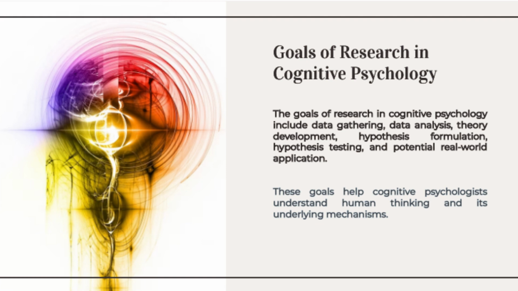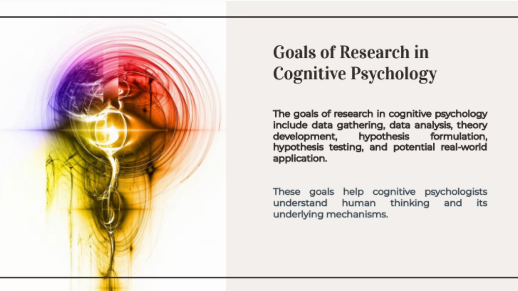Then there will be theory development. For example, based on previous research and observations, a cognitive psychologist develops a theory. In this case, it is called attentional load theory, to explain how attention affects cognitive tasks. The theory proposes that when attention is divided between multiple tasks, cognitive performance decreases due to limited cognitive resources.